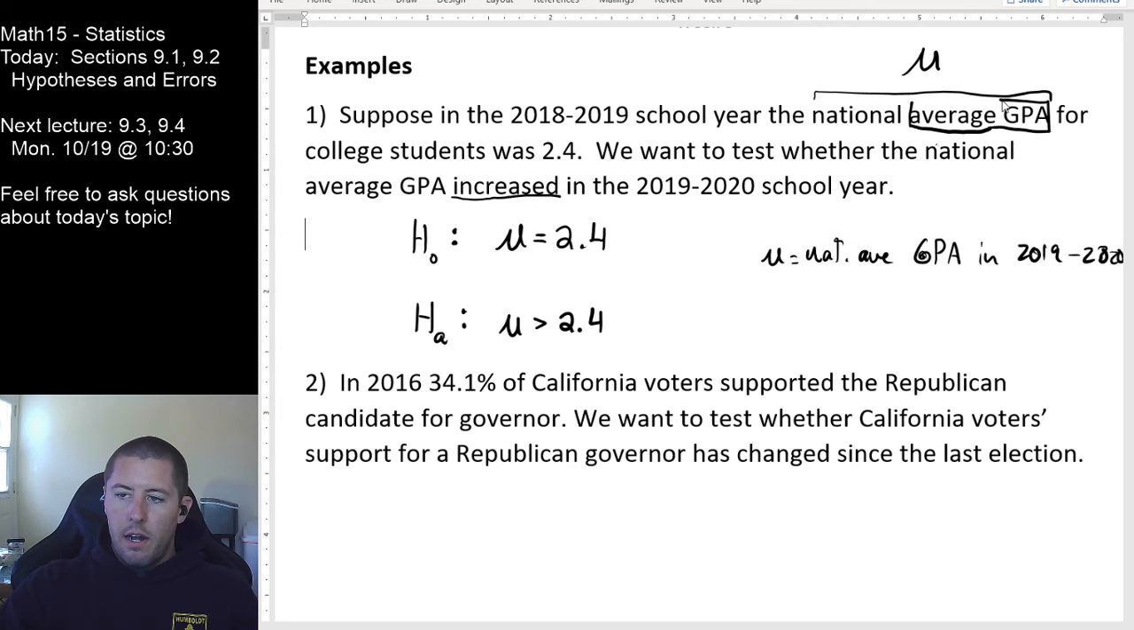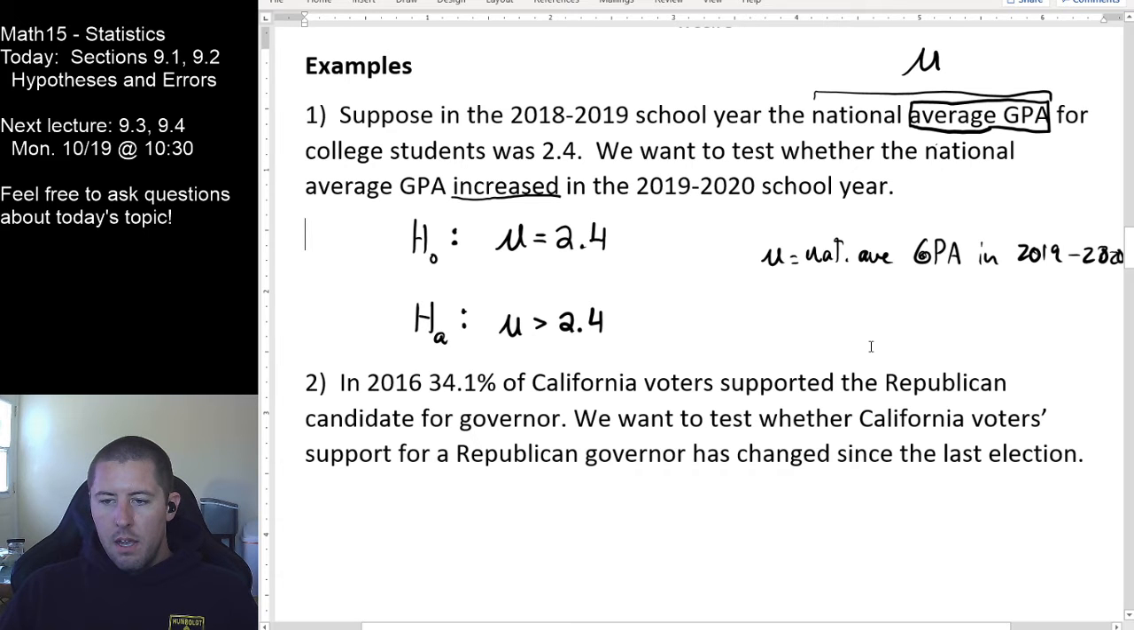Just get this whole thing in there. Average GPA. That's how I knew we were talking mu. I knew to make my null hypothesis have an equal sign because the null hypothesis is always the statement of no change. It will always be equal to, less than or equal to, or greater than or equal to. Our alternative hypothesis is always the thing that we're suspicious might be true, the reason that we're performing the test.